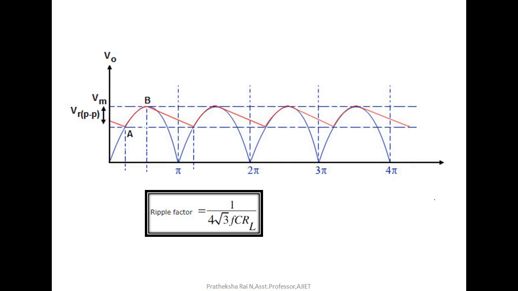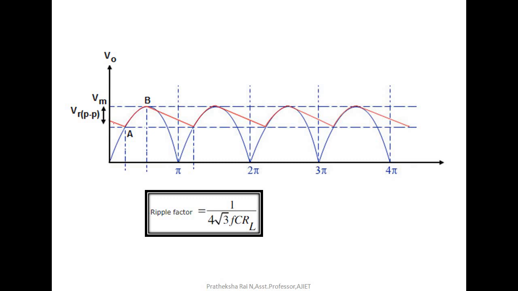In full wave rectifier, as the time required by the capacitor to charge is very small and it discharges very little due to large time constant, hence ripple in the output gets reduced considerably. This is the output waveform which is shown here. If you observe this properly, we get the output only from Vm to Vm minus VR peak to peak.